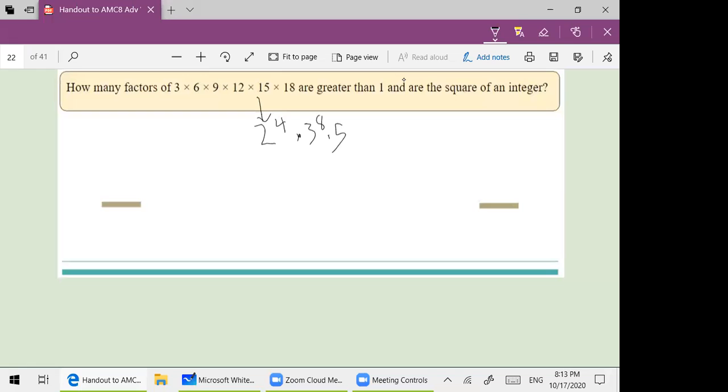Okay, so if it's the square of an integer, then the exponents must all be even. And that leaves 3 ways to choose the exponent of the 2, 5 ways to choose the exponent of the 3, and 1 way to choose the exponent of the 5. And so this gives you 15 square factors. But now it must be greater than 1. And one of these is 1, so the answer is 14.